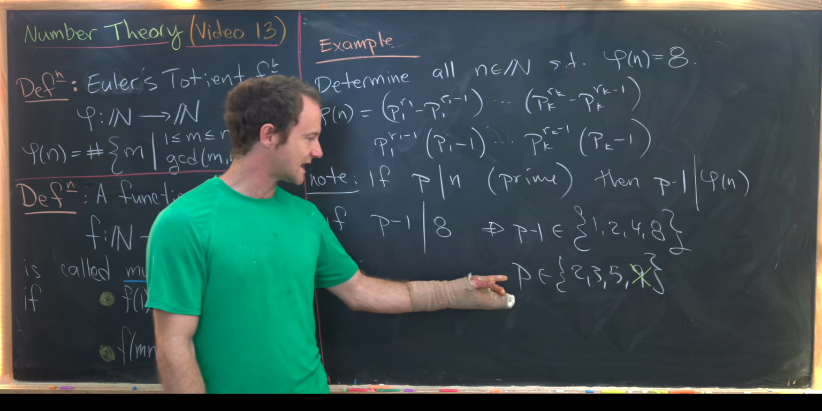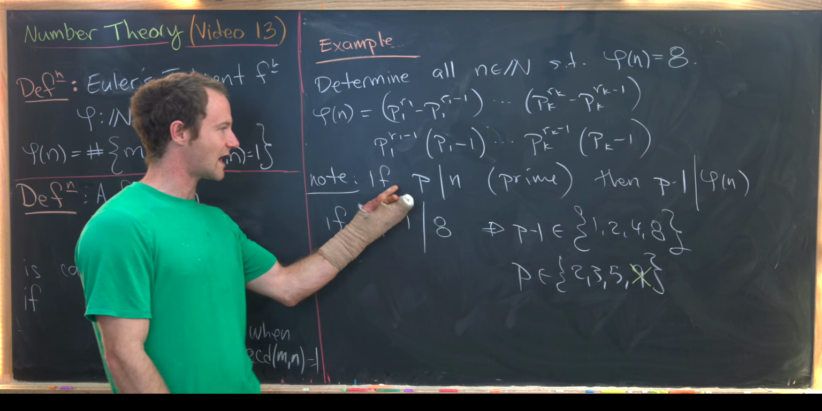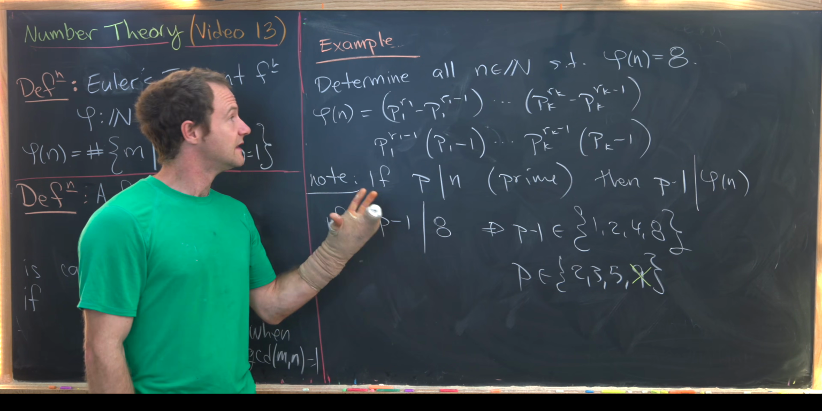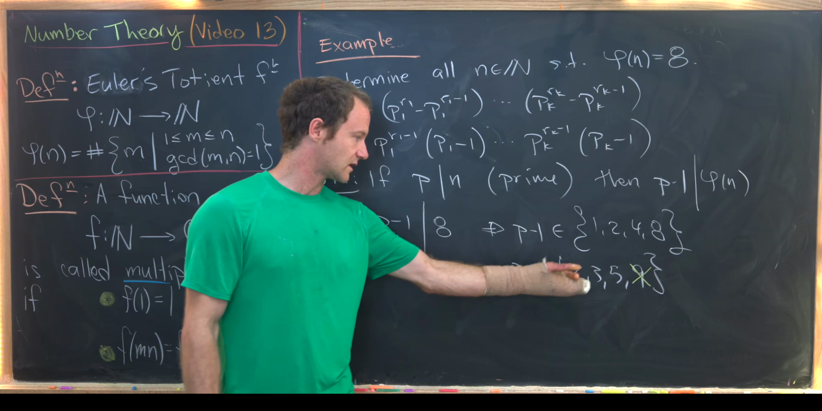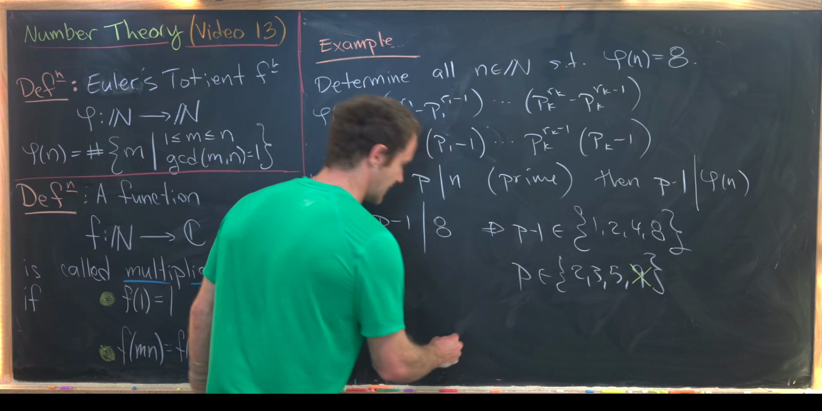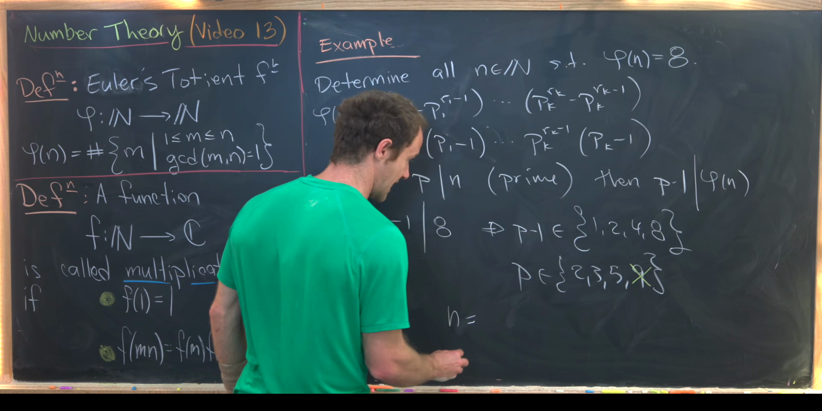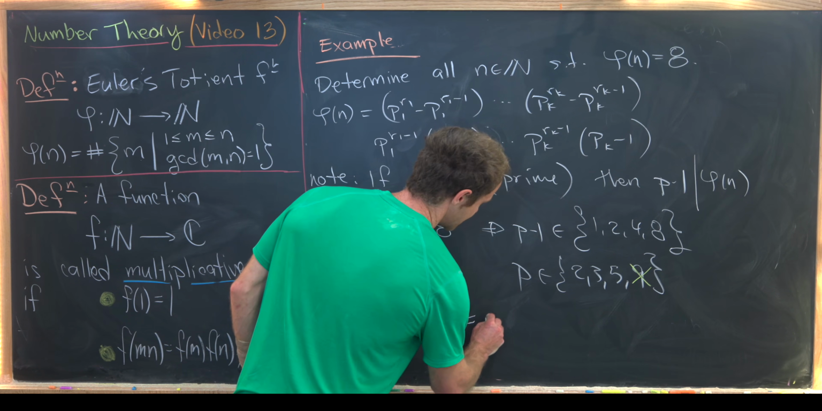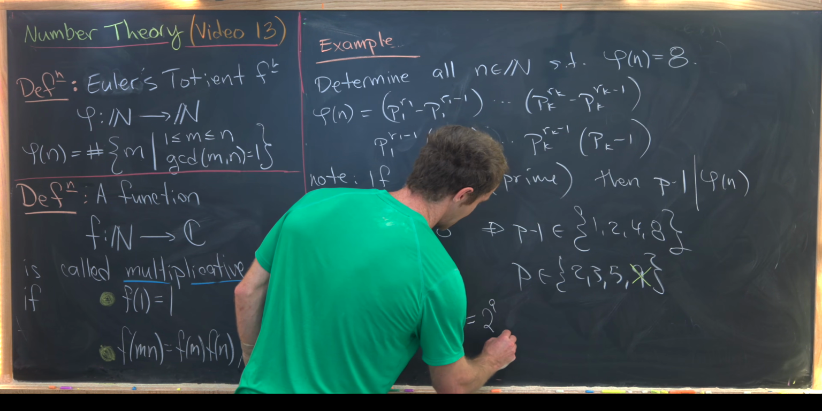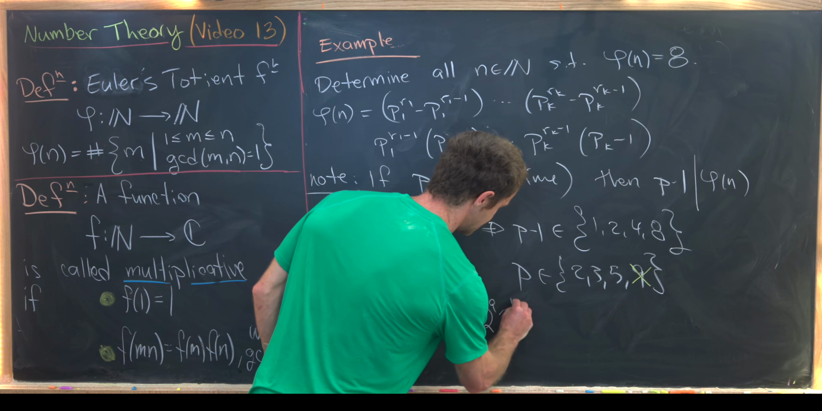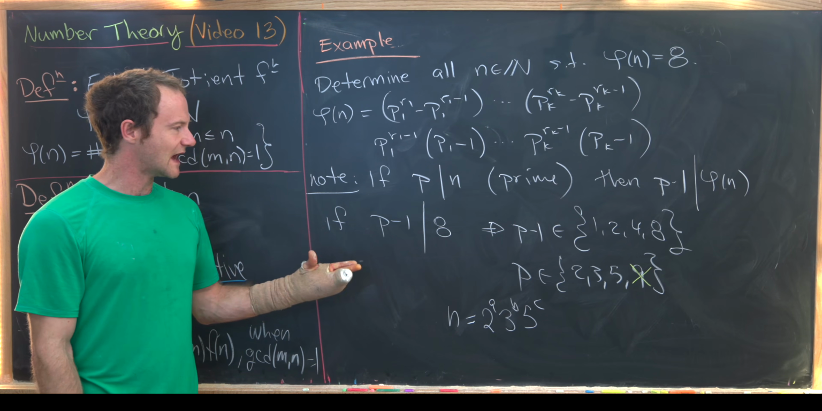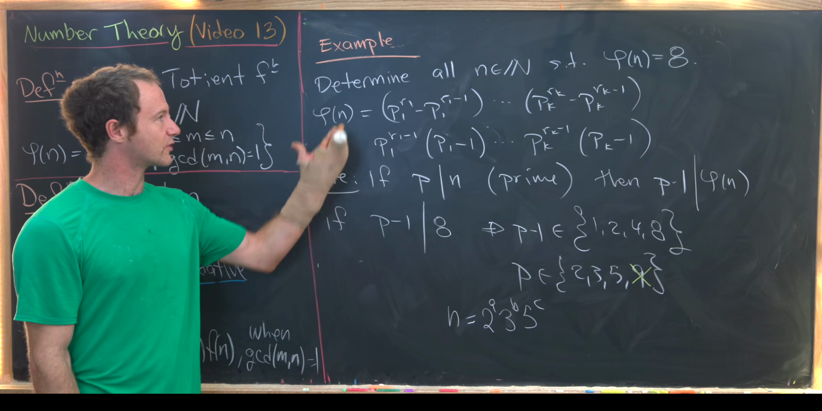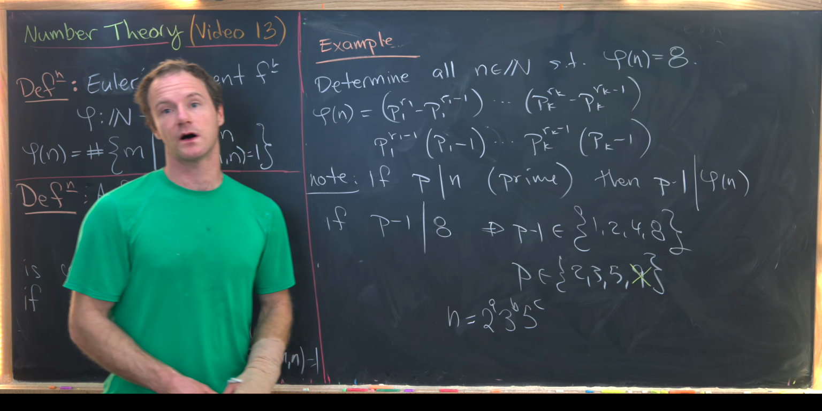Okay, so what does that tell us? That tells us that the prime factorization of n that will achieve phi of n equals 8 only includes the numbers 2, 3, and 5. In other words, our number n looks like 2 to the a times 3 to the b times 5 to the c. Okay, so now that we've figured that out, let's maybe bring that data to the top and then we'll move on.